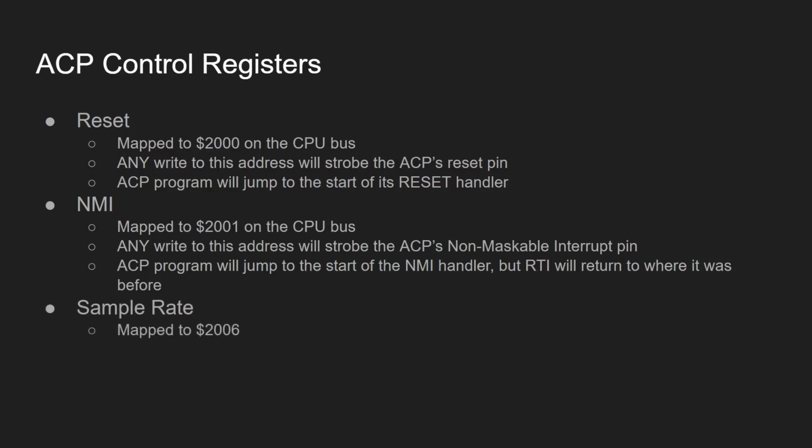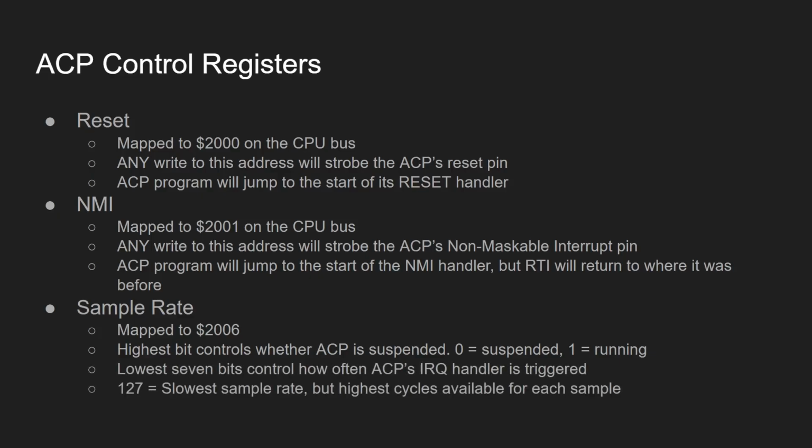Finally, the sample rate register controls the timer circuit for generating IRQ events. While the reset and NMI registers discard the value written, the sample rate register uses the lower 7 bits to determine how many ticks of the main 3.5 MHz clock lapse between DAC samples. A higher value will mean a lower sample rate, but also allow more processor cycles for computing each sample. The slowest sample rate is approximately 14 kHz. And because the ACP is clocked 4 times faster than the CPU, it allows for 1024 cycles per sample.